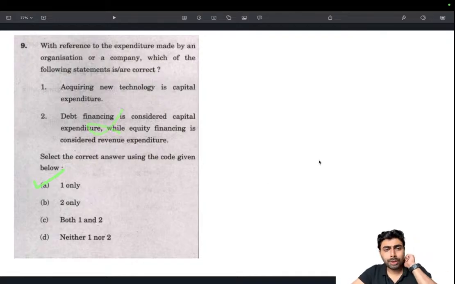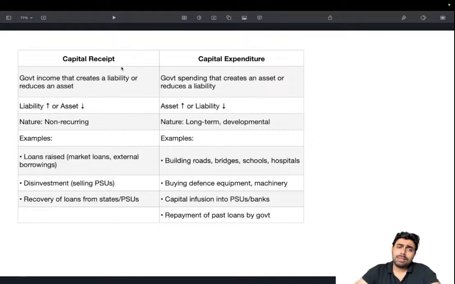So moving on, I'll explain a few things about capital expenditure and revenue expenditure. We'll be dealing with this from the perspective of government only, because that makes it easier for you to understand. Also, this is connected to the budget. So what is capital receipt?